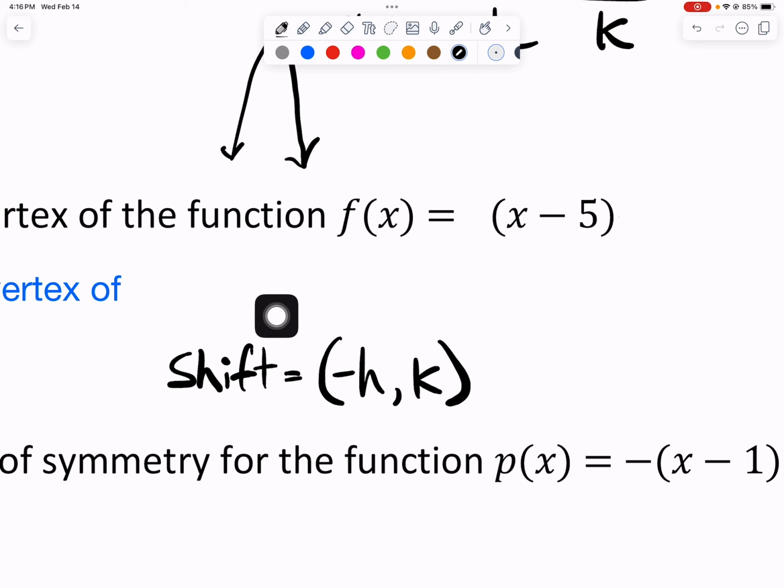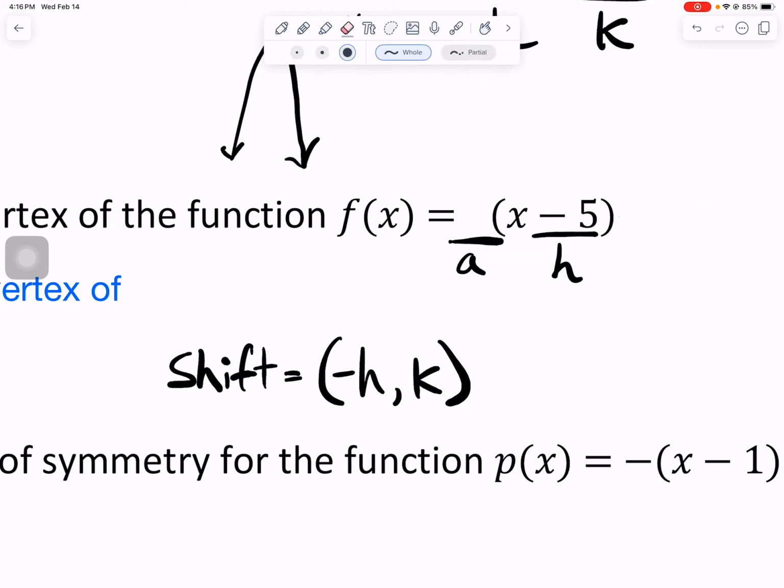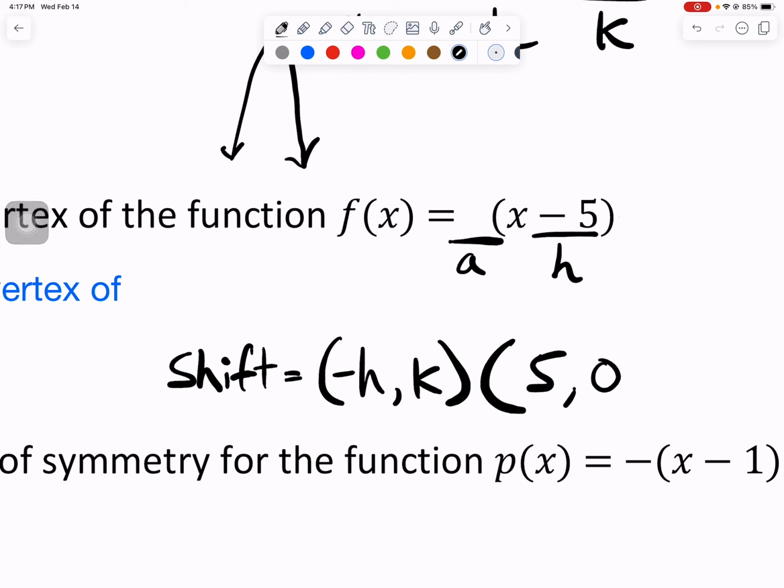Now we have to know one thing. Just like the negative b in the axis of symmetry was negative 1 times b, negative h is simply negative 1 times h. We're just flipping the sign. In front we would have our a value. For the shift, that is our h. And then our k, when there's nobody home, let's get rid of that plus 0. We don't have a k value. What's our shift going to equal? Negative 1 times negative 5 gives us a positive 5, and k stays the same, but there is no k. So it's simply 5 and 0.